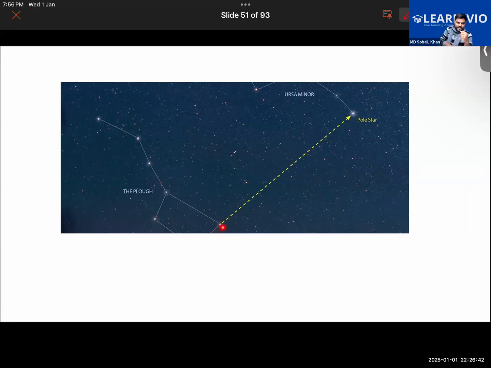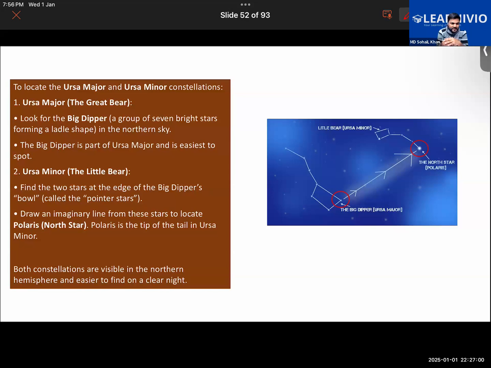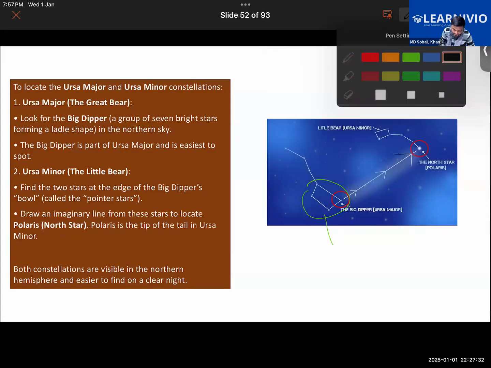Now we will learn how, with the help of Ursa Major and Ursa Minor, another constellation, we will be able to locate the pole star. In order to locate it, first we look at the Big Dipper, also called Ursa Major, right? Basically, it appears as a group of 7 stars in the sky, in the northern sky particularly. Now find two stars at the edge of this Big Dipper. This part of Ursa Major represents the shape of a bowl, isn't it?